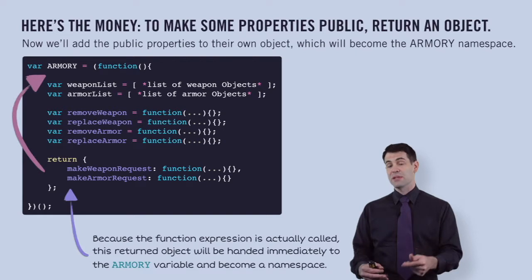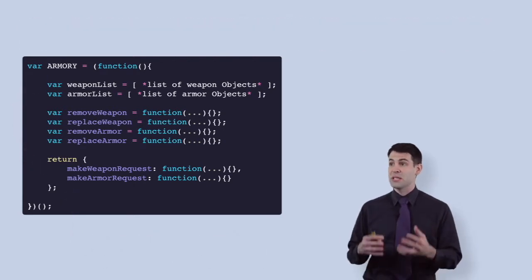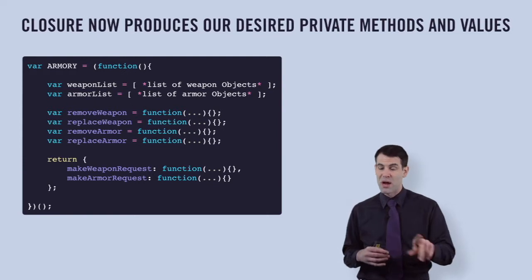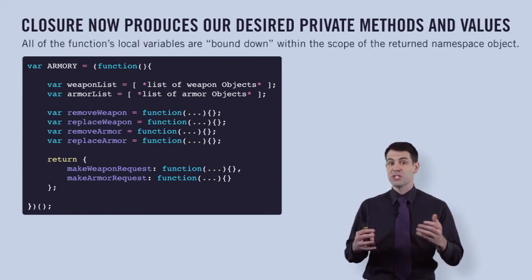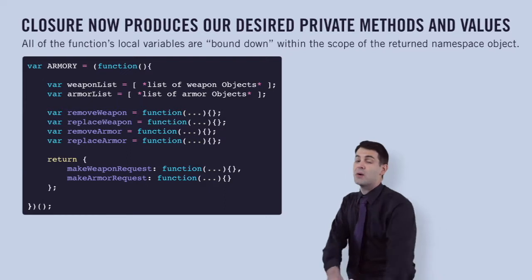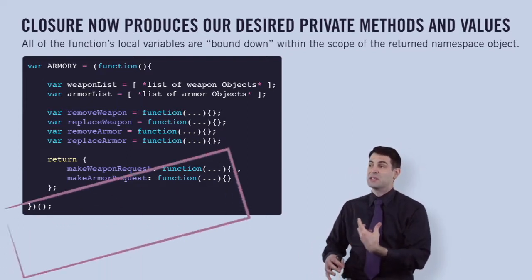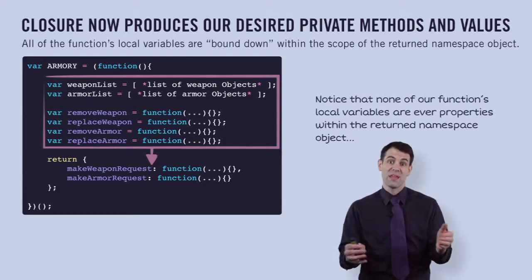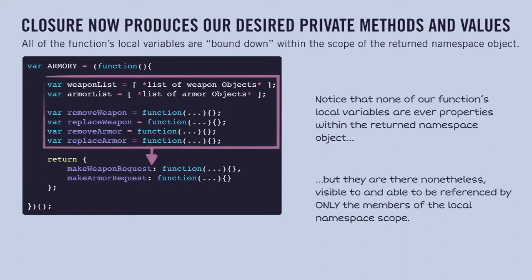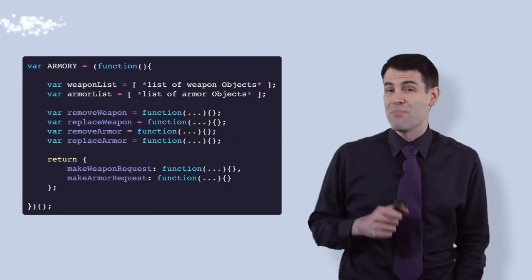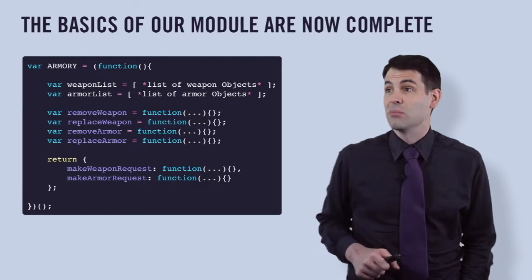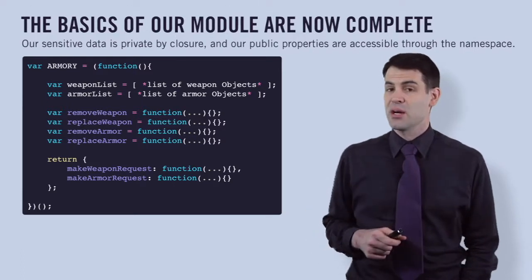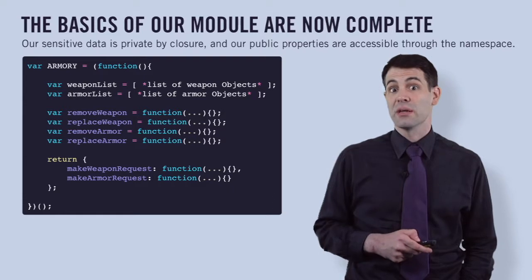What we want you to notice about this really powerful element of the module pattern is that the closure now produces all of your desired private methods and values. All of the function's local variables get bound down into the returned object, into that scope. But those properties are never actual properties within the object itself. They're there though, and they're visible to and able to be referenced by only the members of the object's local scope. And with that, the basics of our module are actually now complete. Our sensitive data is private by closure, and our public properties are accessible through only the namespace.